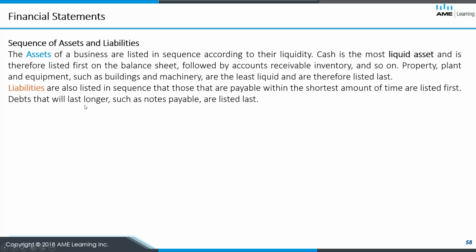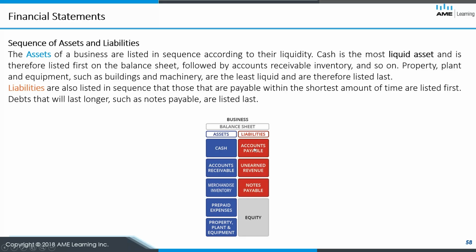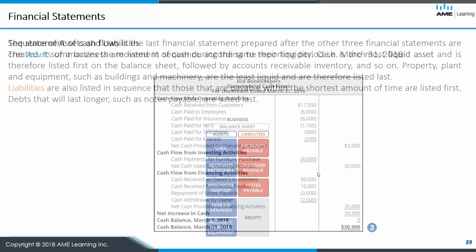Typically, accounts payable will be first, and then notes payable, which are more long-term debts, are listed farther down or last. So again, you can see: start with cash, go down to property, plant, and equipment. Start with accounts payable, go down to notes payable or things of that nature.